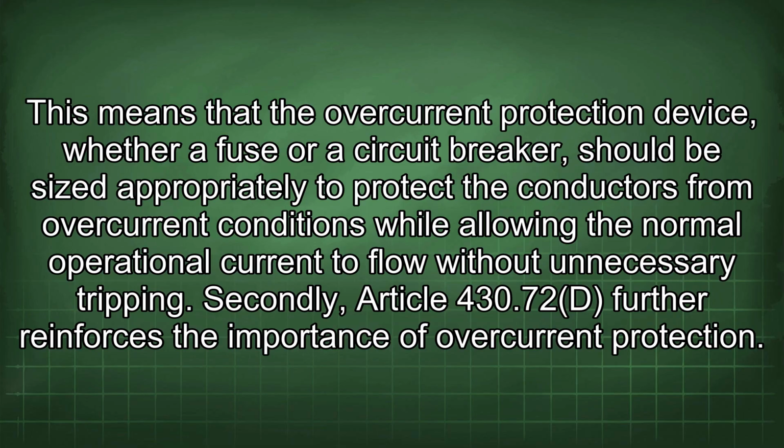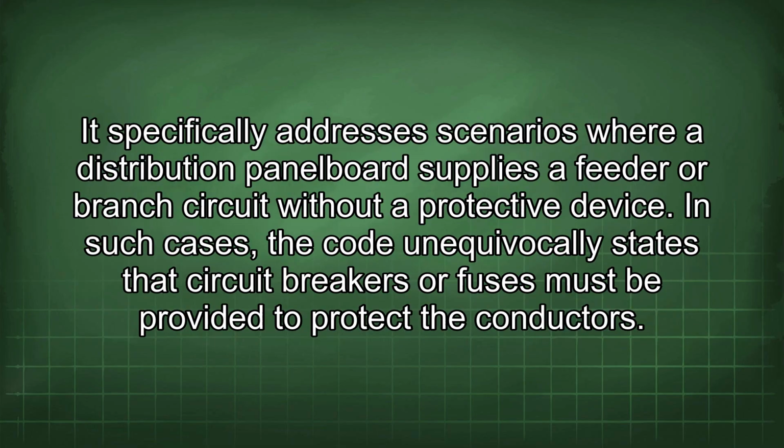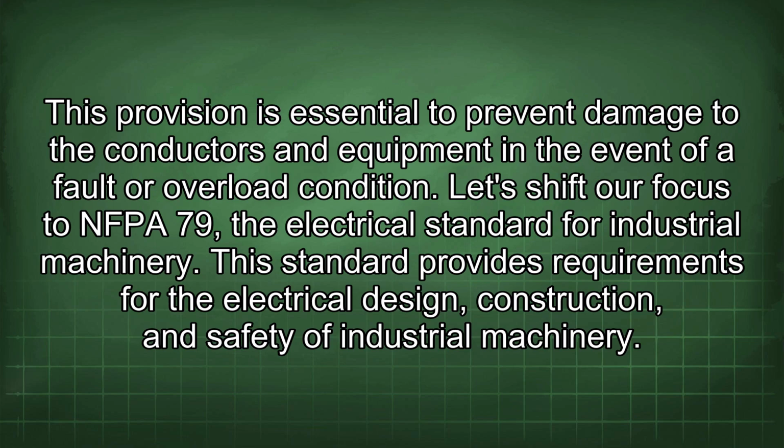Secondly, Article 430.72(D) further reinforces the importance of overcurrent protection. It specifically addresses scenarios where a distribution panel board supplies a feeder or branch circuit without a protective device. In such cases, the code unequivocally states that circuit breakers or fuses must be provided to protect the conductors. This provision is essential to prevent damage to the conductors and equipment in the event of a fault or overload condition.